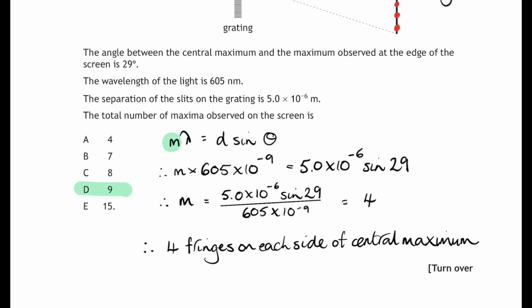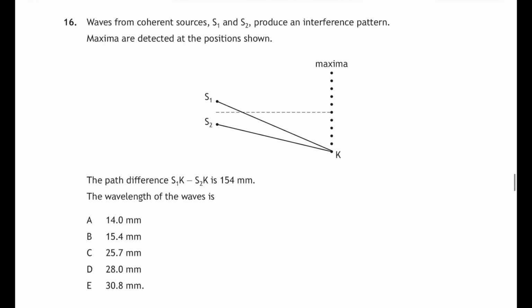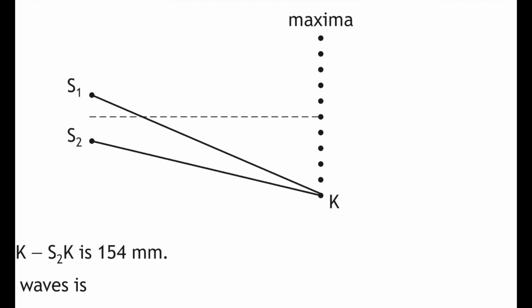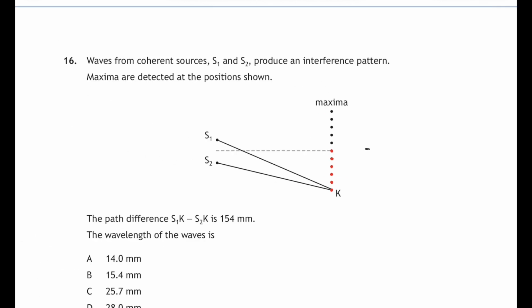That's 15D. Question 16. Waves from coherent sources S1 and S2 produce an interference pattern, and maxima are detected at the positions shown. We're told the path difference between the two paths shown on the diagram is 154 millimeters, and we have to find the wavelength of the waves. So let's zoom in on this diagram and see how many maxima we have, counting out from the central maximum. There's the central maximum, then we've got 1, 2, 3, 4, and 5 maxima. So these two paths are meeting at the 5th bright fringe.